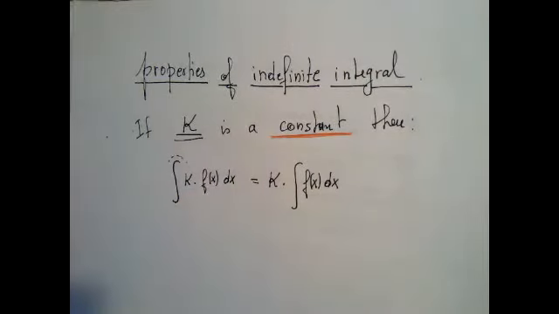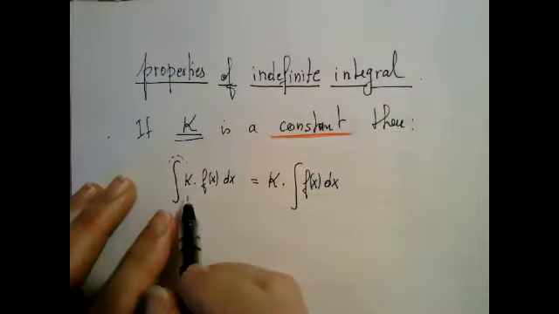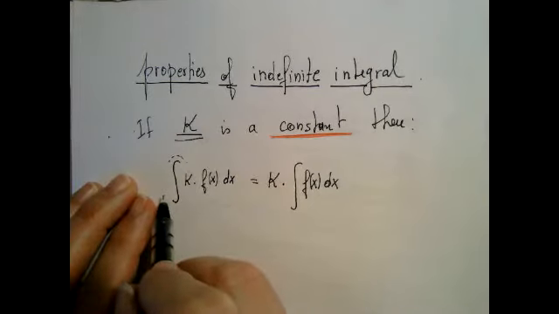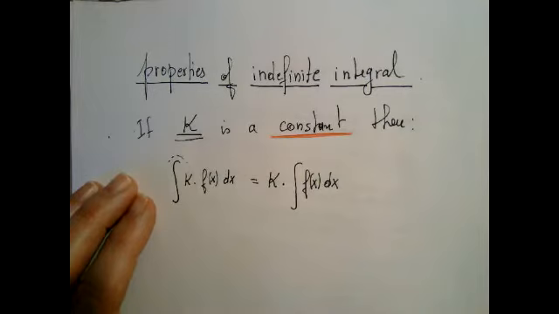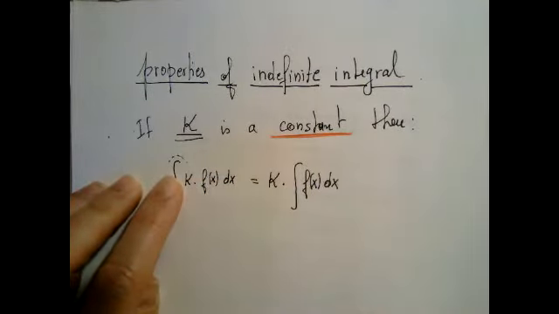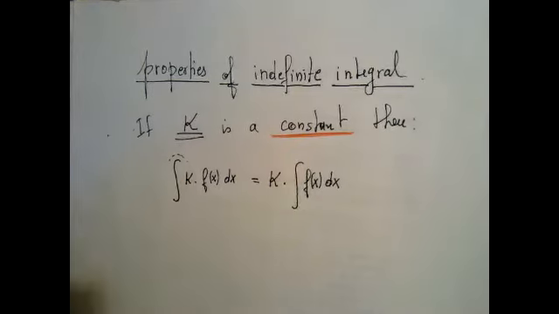It's a property that you're going to be using continuously. So this is telling me that if you have a constant inside the integral, you can take it out. It has to be a constant, you cannot take out a variable. So if you have x times f of x, you cannot take the x out. It has to be a constant coefficient.